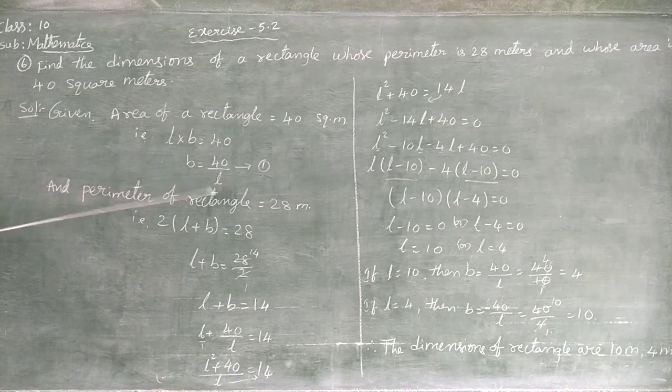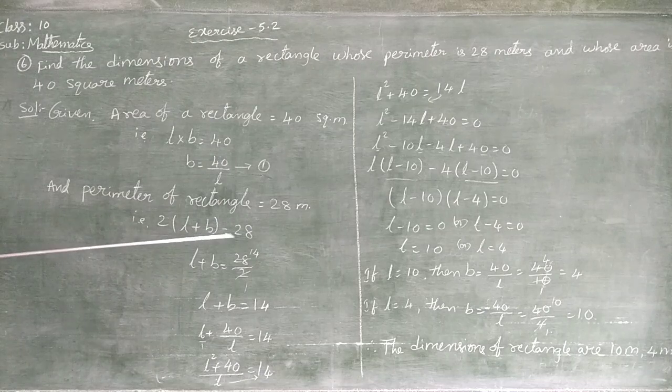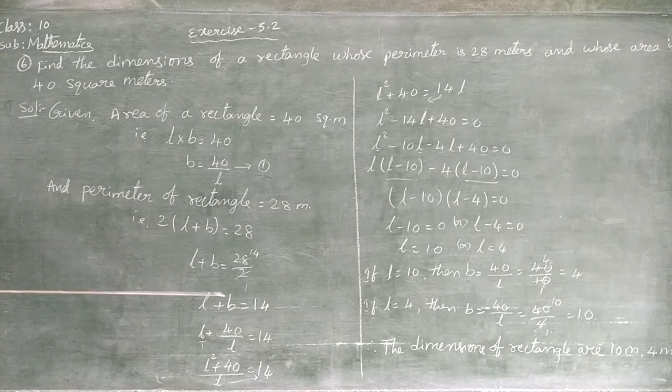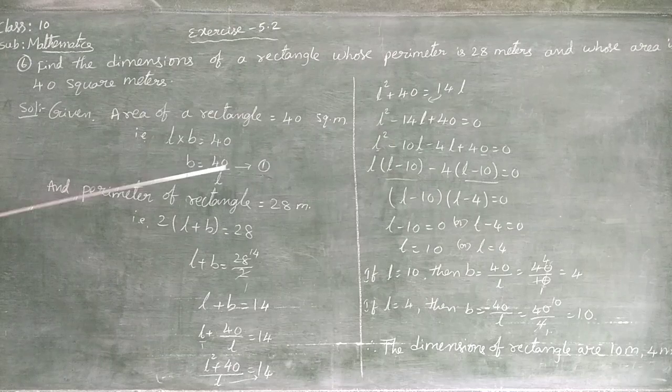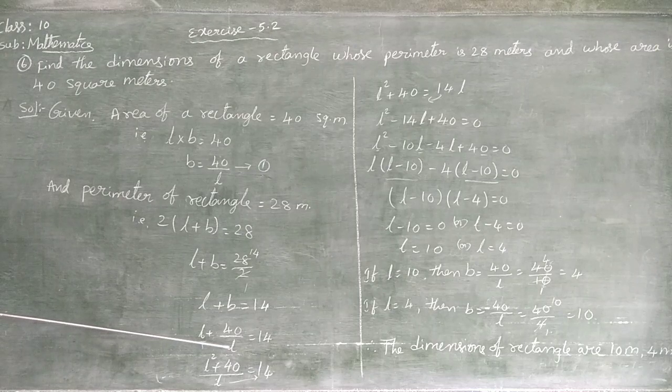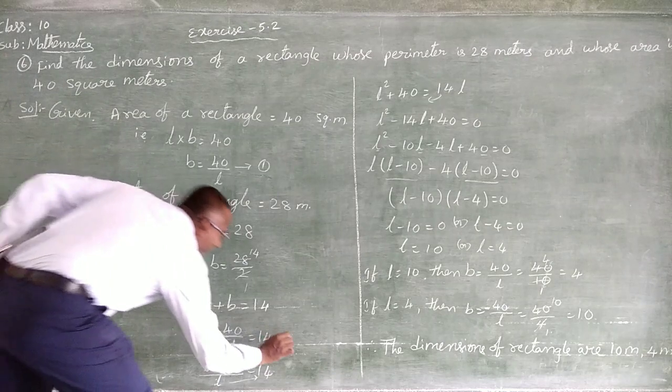Here multiplying goes to the other side as division. That is 40 by L. It is equation number 1. And it is given in the problem that the perimeter of the rectangle is 28 meters. What is the perimeter of the rectangle? 2 times length plus breadth is equal to 28. 2 multiplying goes to the other side as division: 2 ones are 2, 2 14s. L plus B is equal to 14. But B is nothing but 40 by L, so in place of B you can replace it with 40 by L. If you have any doubt, you can refer to equation 1.